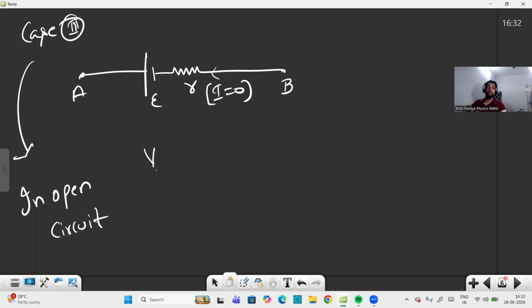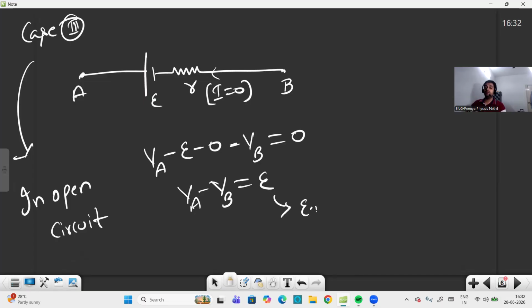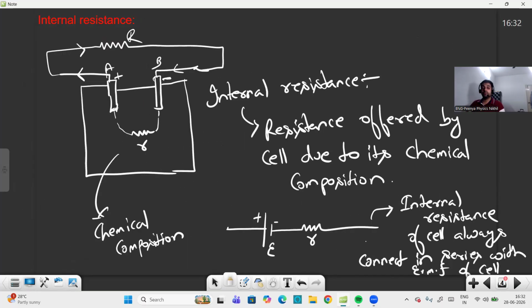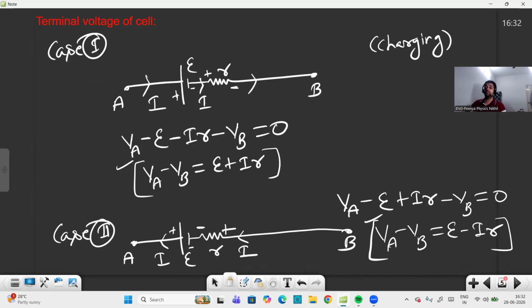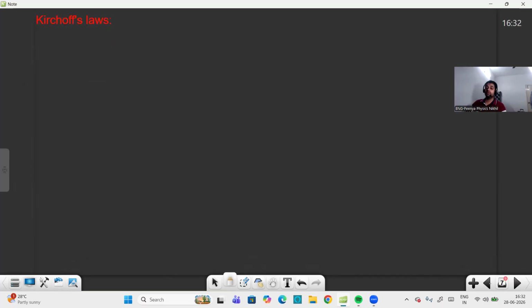So here we write VA plus to minus is minus E, then minus 0, then minus VB equals 0. So what we get is VA minus VB equals E. This is nothing but the EMF of the cell. As I discussed with you, what is the EMF of a cell? It is the potential difference across the terminals of a cell in open circuit. The same thing I am explaining here. I hope all of you understood this.